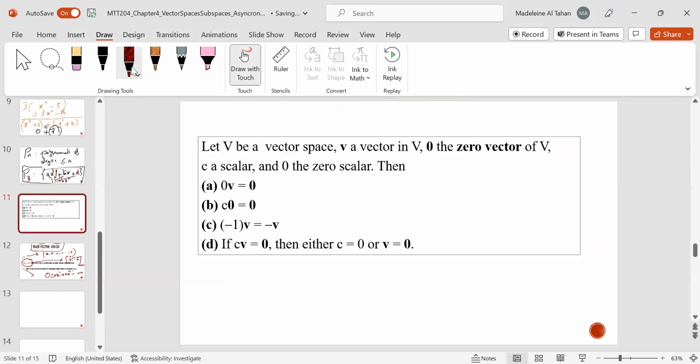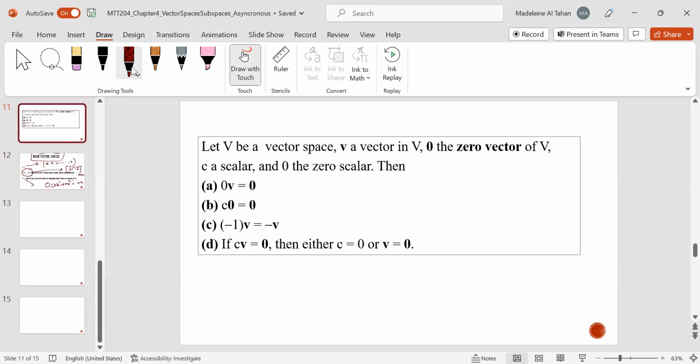Okay, here we have some properties. They should hold in any vector space. The number 0 times a vector should give us the zero vector. And any constant times the zero vector, we should get the zero vector.